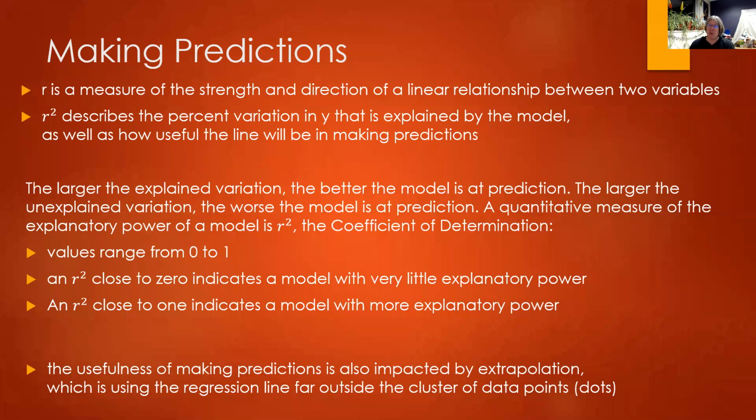All right, so I want to review quickly before we talk about our last thing, which is how useful these lines are for making predictions. So R is our correlation coefficient. That's the measure of the strength and direction of the linear relationship we're seeing between the two variables. R squared is the new thing that we're introducing. This is the coefficient of determination. And it does two things, although they really go hand in hand. The first is that it describes the percent variation in Y that is explained by the model, as well as how useful the line will be in making predictions.